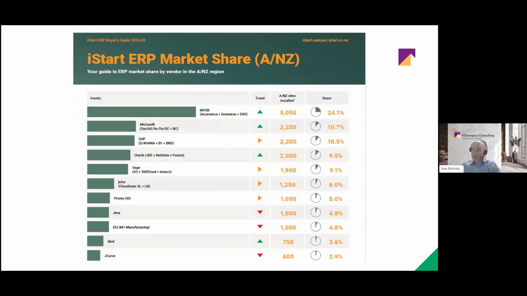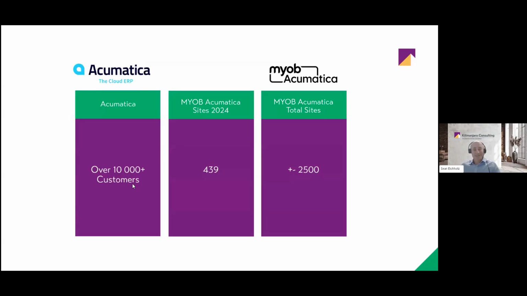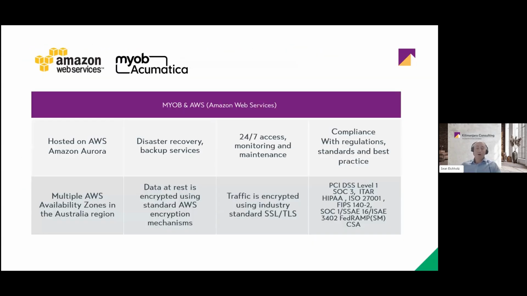iStart released some statistics about MYOB's share of the ERP market, which is now just over 24%, which is fantastic to see. And Acumatica has played an extremely valuable part in that. Those were the statistics I mentioned. Over 10,000 customers outside of Australia and New Zealand, over 2,500 within Australia and New Zealand, and 439 sites were implemented last year.